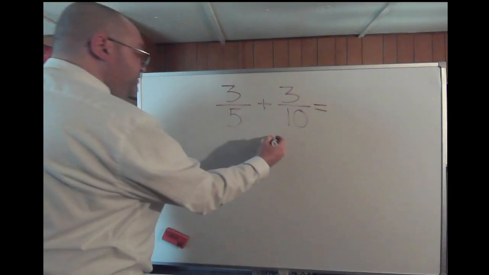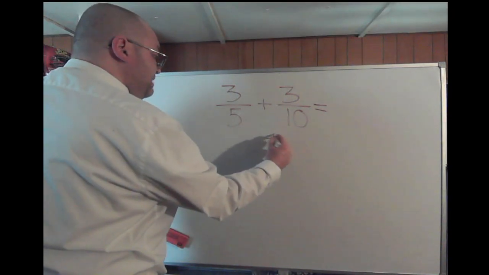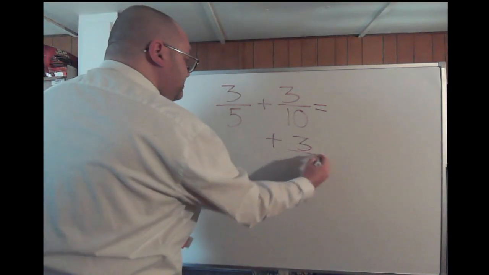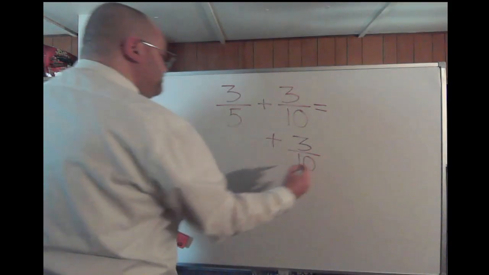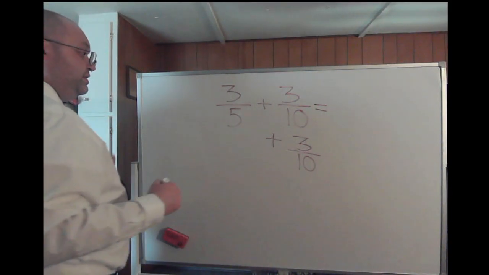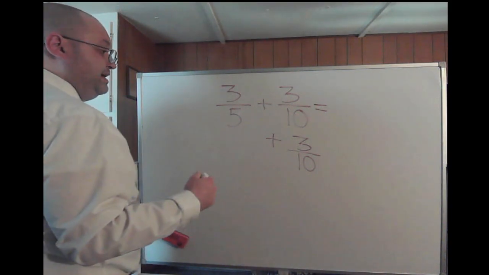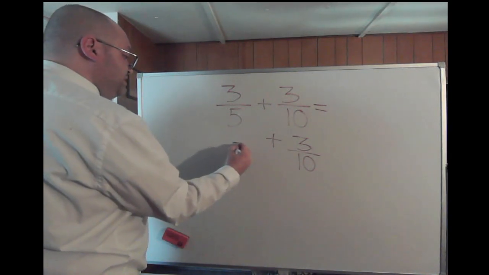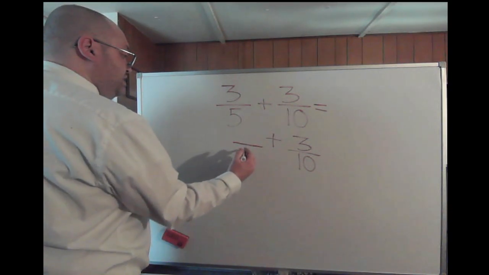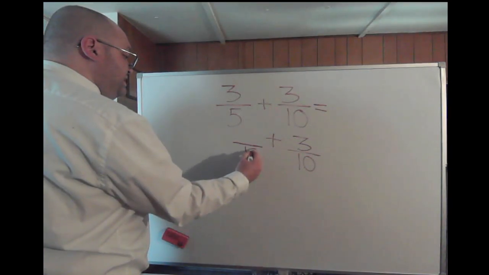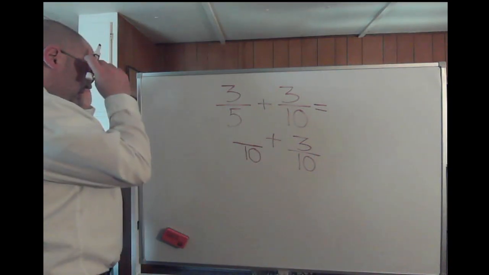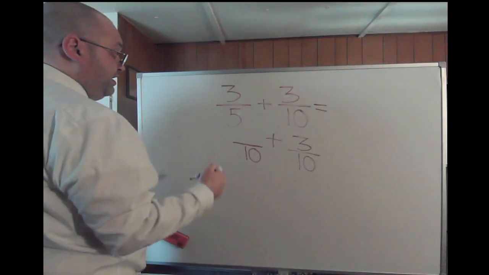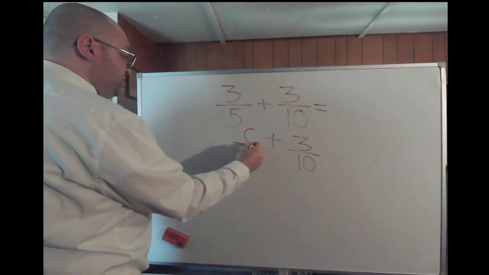Well, we have the 3/10. That's already got a denominator of 10. We don't have to do anything with that. But the 3/5, however, we need to convert that 5 into a denominator of 10. In order to convert that 5 into a 10, we got to multiply the denominator by 2. So 5 times 2 makes that 10, but what we do to the denominator, we have to do to the numerator, so 3 times 2 is 6.